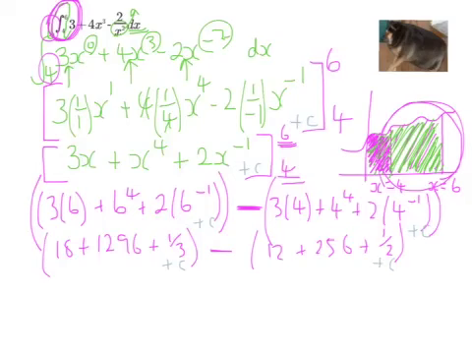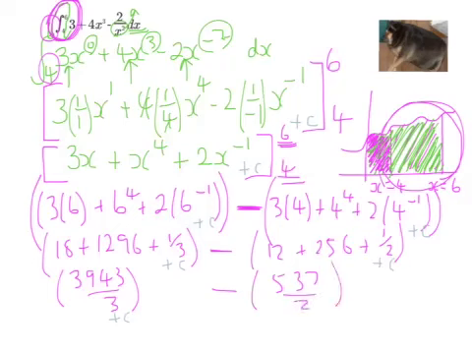Okay, so if we have a look at these brackets, we're going to end up with this first bracket, which is not particularly nice, 3943 over 3, plus c, minus this one here, which is coming out as 537 over 2, and I've still got my plus c. And then, of course, let's have a look what happens. 3943 over 3 minus 537 over 2 gives us a total of 6275 over 6.